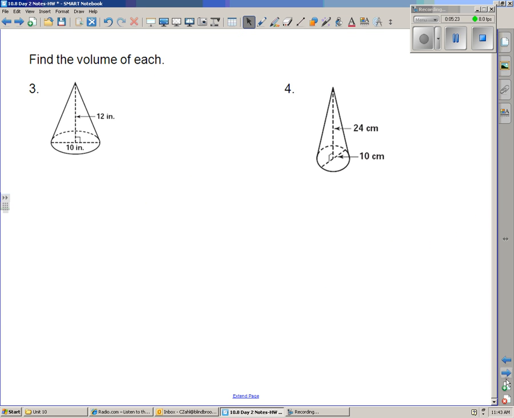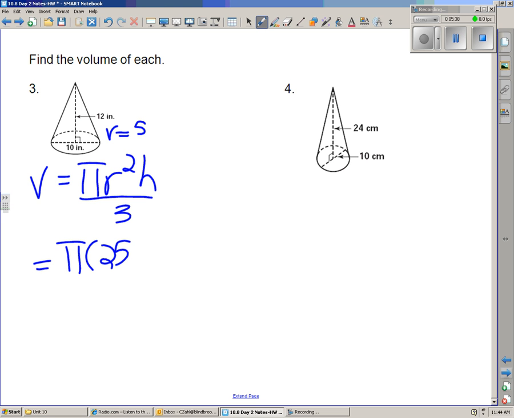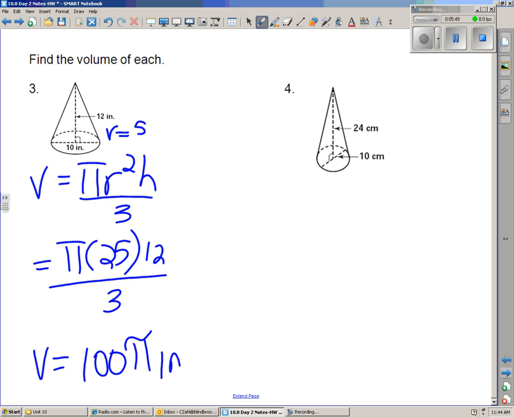Find the volume of each. It does not talk about rounding, which means you need to leave answers in terms of pi. So again, volume, pi r squared h divided by 3. The radius is 5, so it's pi times 25, that's 5 squared. 12 is your height, divided by 3. Don't multiply out by pi, just multiply your numbers, and you end up with 100 pi inches cubed.